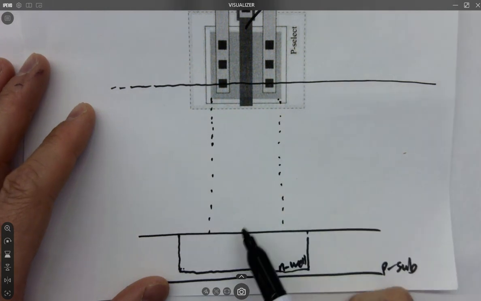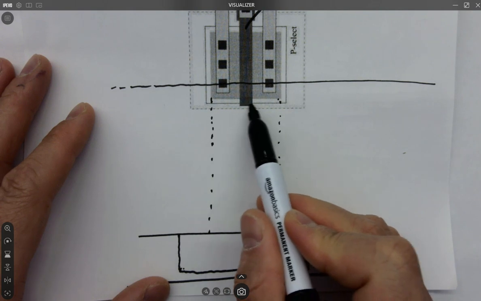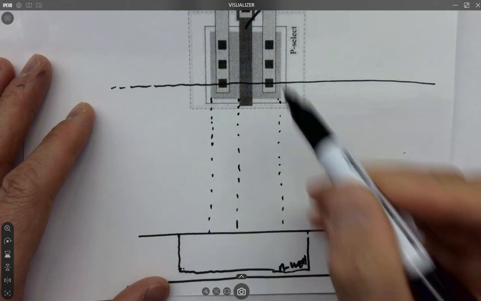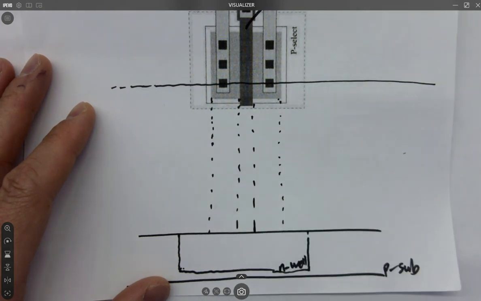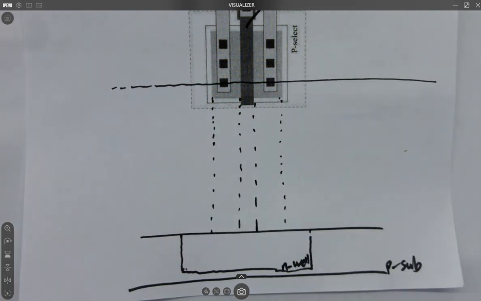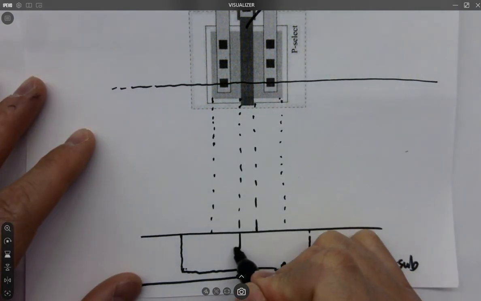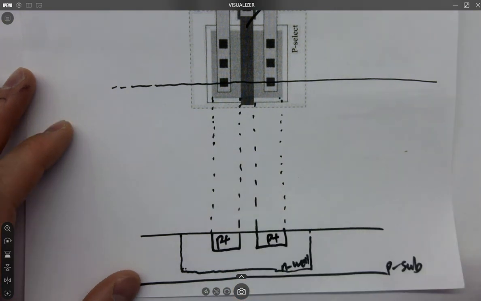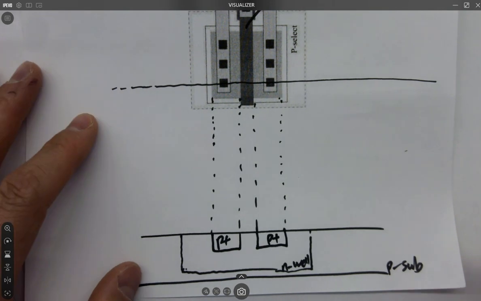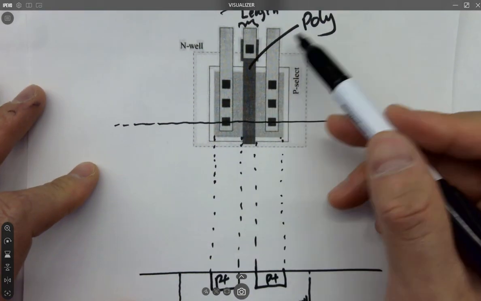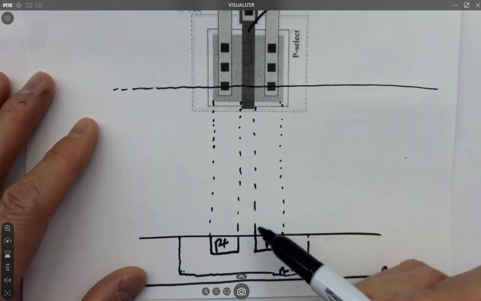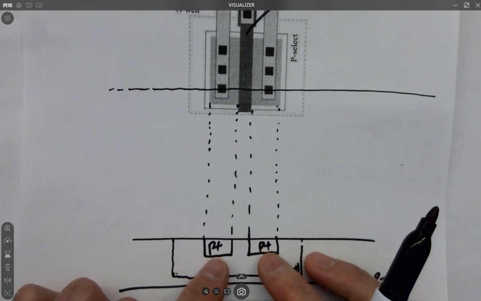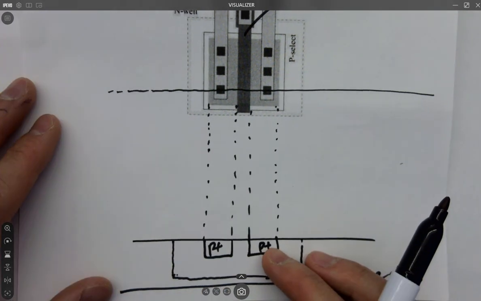Keep in mind, I told you, for the channel, there's nothing underneath the gate. So we got a P plus here, and a P plus here, but in the middle is a channel. You shouldn't draw any P plus there, otherwise it's shorting. Whenever you have a gate or poly on top, there's nothing underneath it. It's basically just the N-well. So you got two P plus. What else?